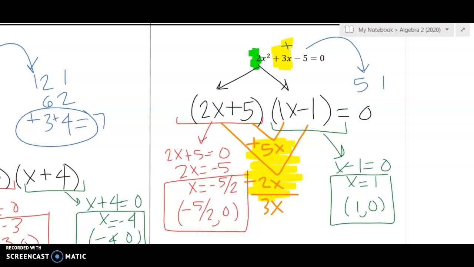So if you need more exposure or you just need more material, go onto YouTube and Google factor by grouping, and a bunch of stuff will come up. Or go onto YouTube and Google greatest common factor, and I'm sure a bunch of stuff will come up. They're not going to match our notes exactly, but it's still the same topic, and it might help you to listen to somebody else explain it if you don't get my explaining.